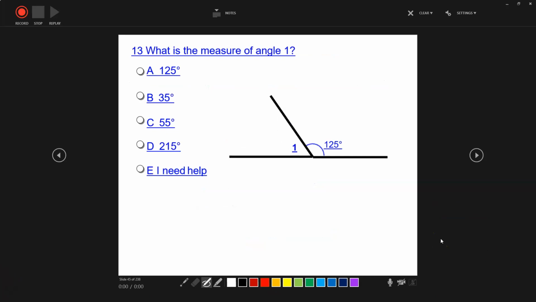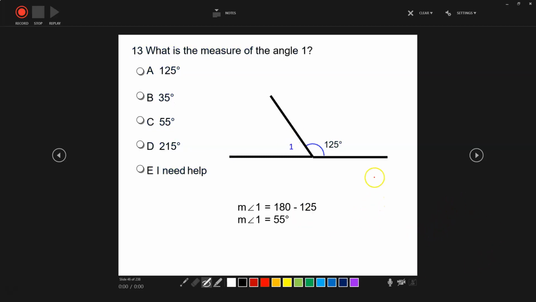Let's practice. We know that we have a straight line, which means this straight line is 180 degrees. We have one angle that's 125 degrees. What would be the missing angle? See if you can do that on your own. Pause the video. Okay, how did you do? Let's take a look. We take 180, subtract 125, and that gives us the missing angle, which is 55 degrees.